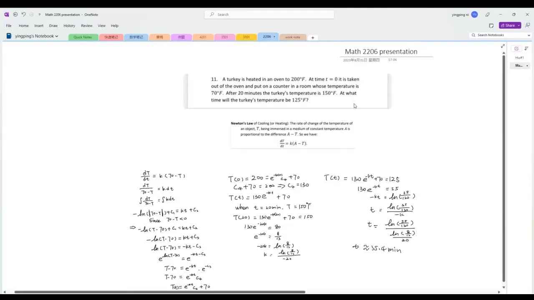And we want to know at what time the turkey's temperature will be 125. So we have 130 e to the negative kt plus 70 equal to 125. And we get the final answer: t is equal to 35.4 minutes. Okay.